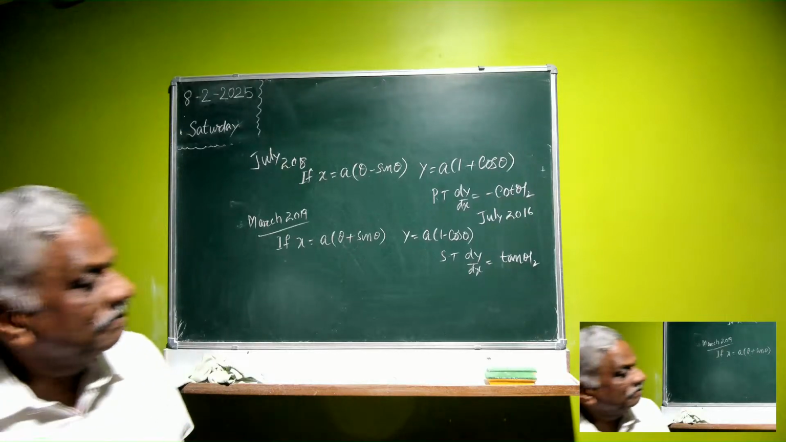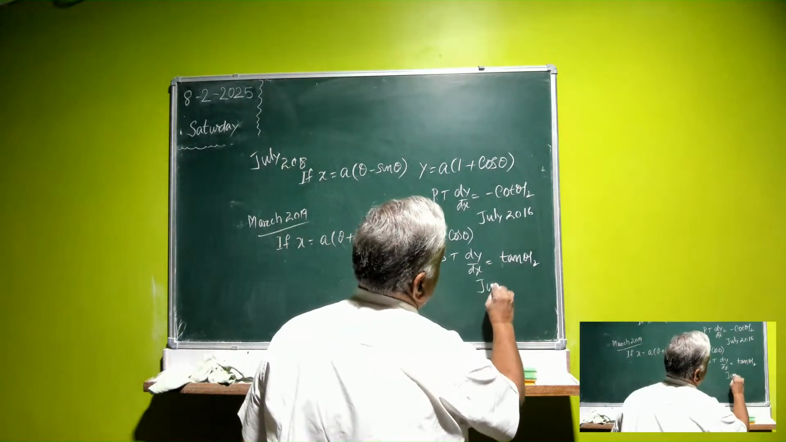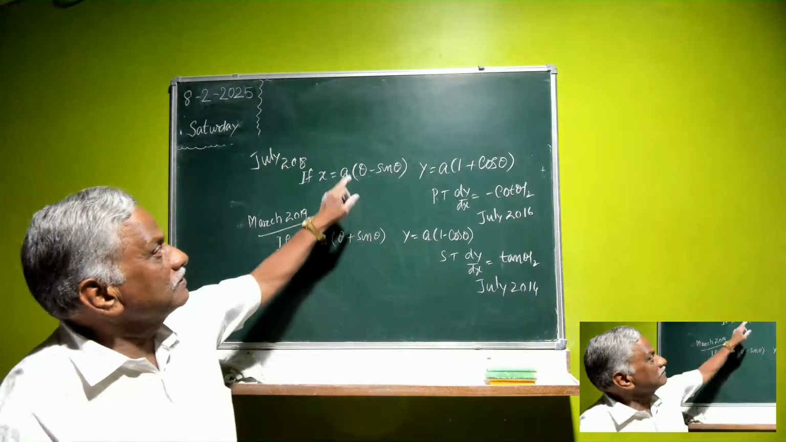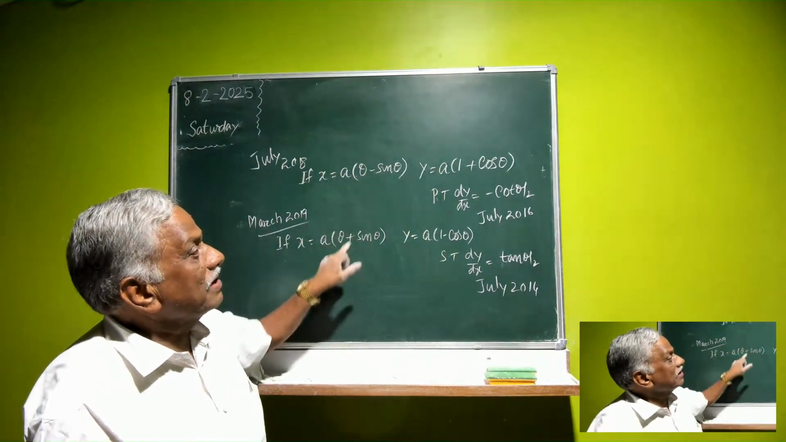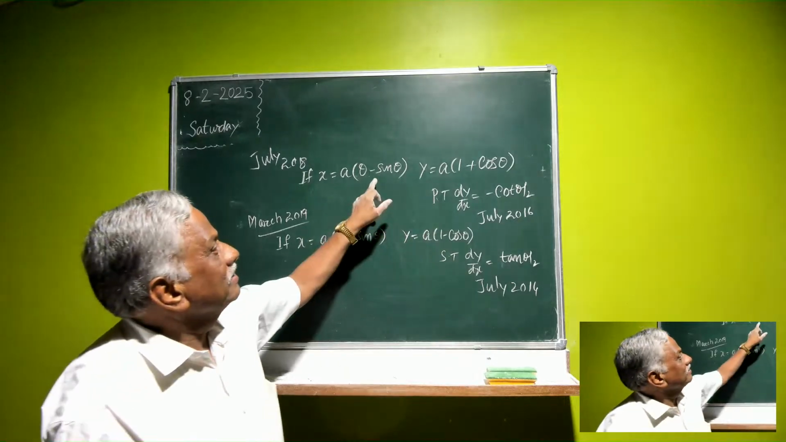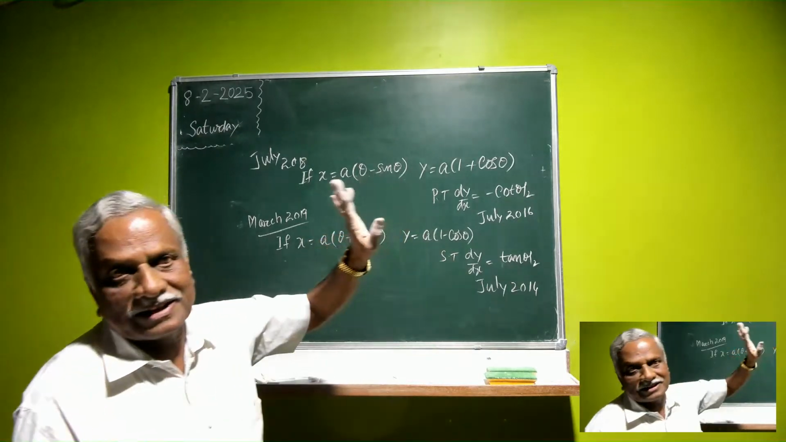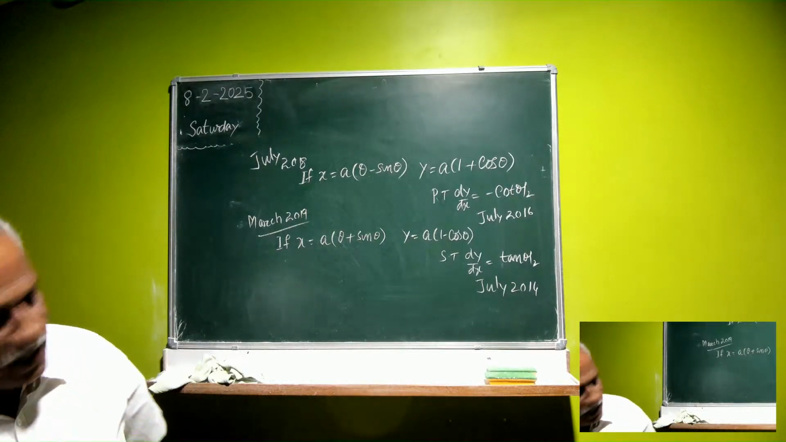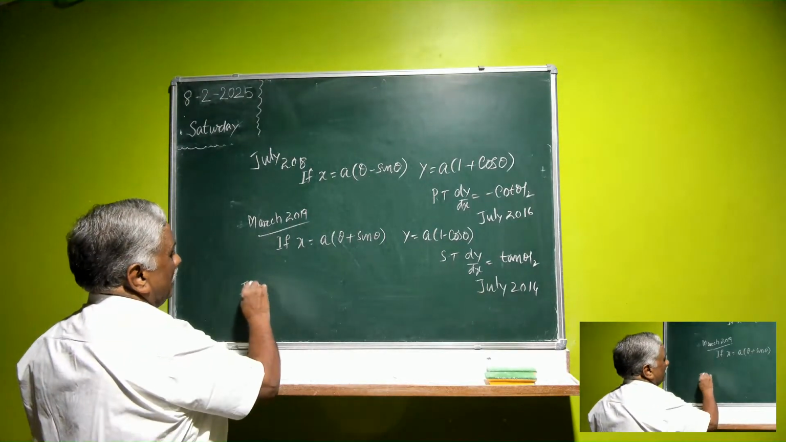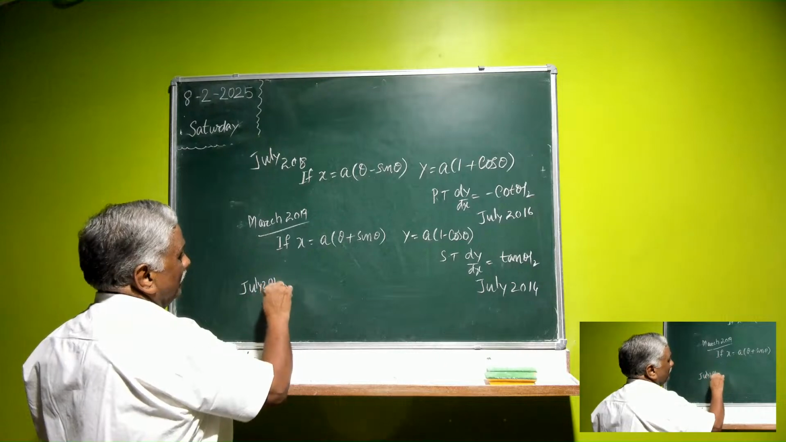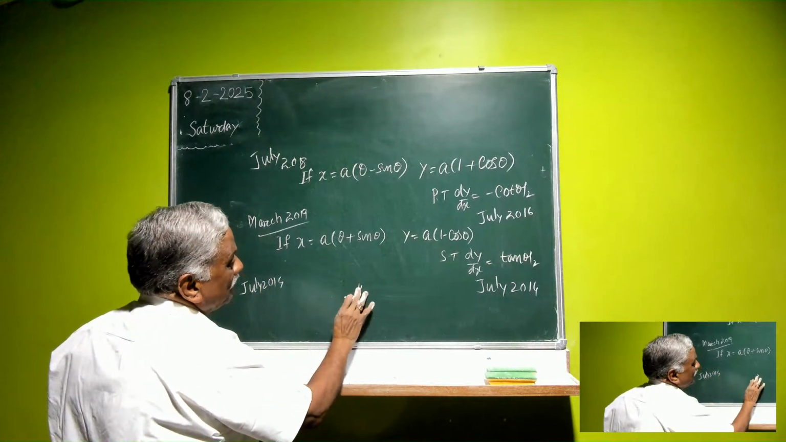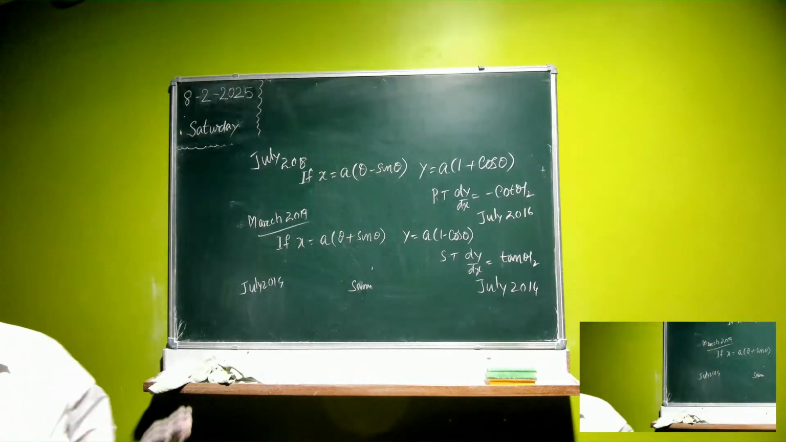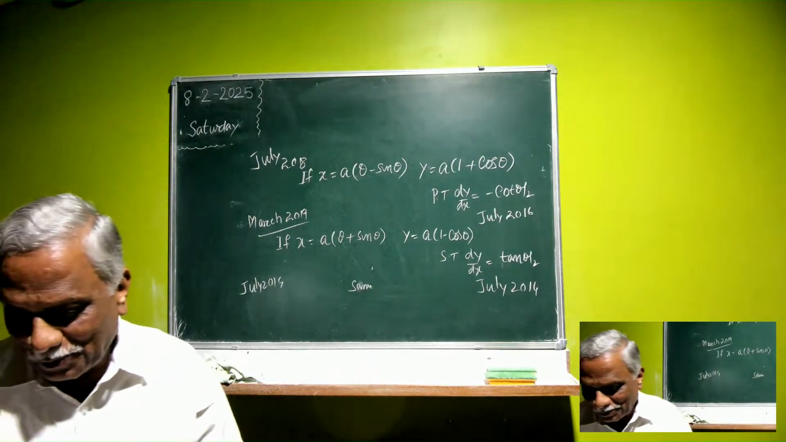If you all agree, we worked this problem in July 2014. We explained also the difference they make. There you get cot, here you get tan. You have got a plus sign here and a minus sign there. The most surprising thing here is that in July 2019, they have repeated the same problem. Same problem. No change. That's what I told you.